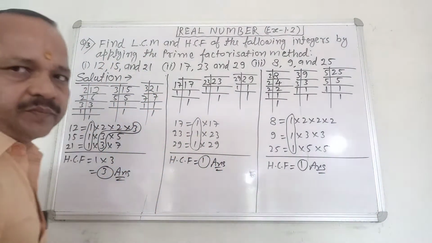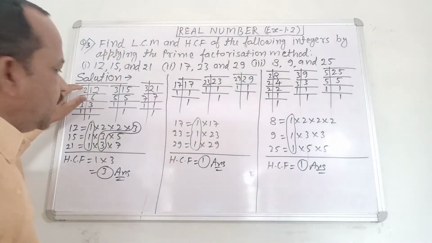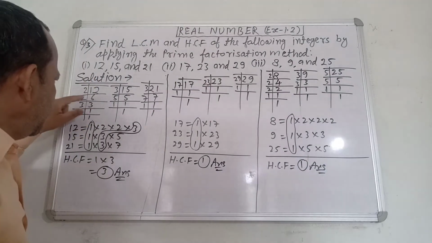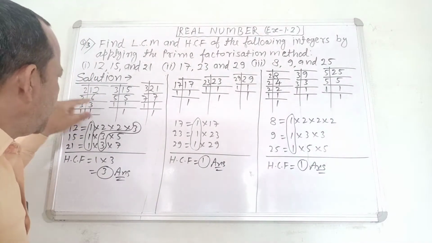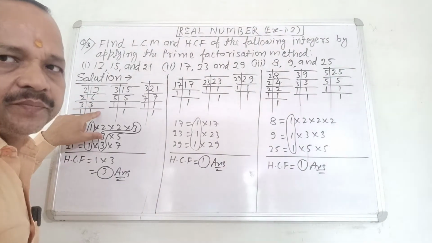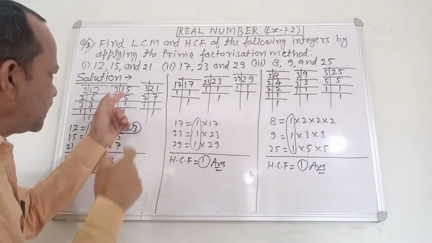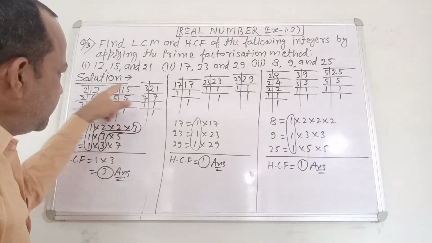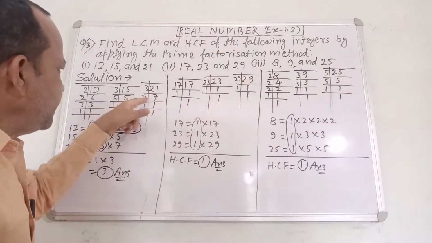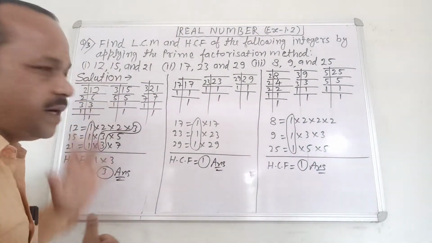Factorize 12. It means you divide 12 by 2. You find 6. Now you divide 6 by 2. You find 3. Then you divide 3 by 3. You find 1. Clear? It is the factorization of 12. Now factorize 15. 15 divided by 3, 3 times 5 is 15. You find 5. 5 divided by 5, you find 1. It is the factorization of 15.